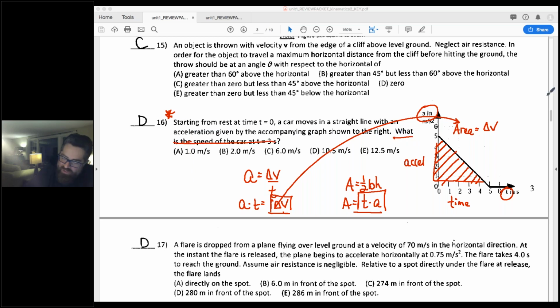Here's the critical word in this problem. Well, it's one of two critical ideas. The first one is that it started from rest, and that's because the area only gives me the change in velocity. So if I don't know how fast I started from, I don't know what my final velocity is. All I know is how much it's changed by. But since I started from rest, whatever my delta V is also my final velocity.